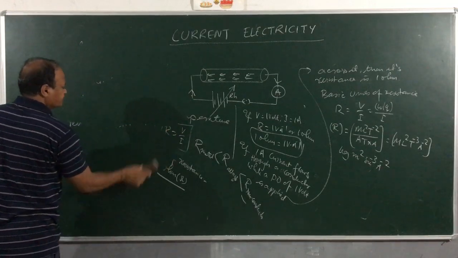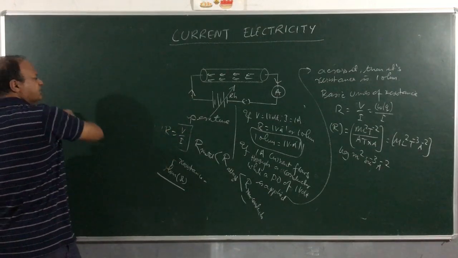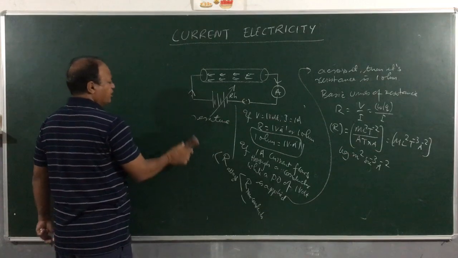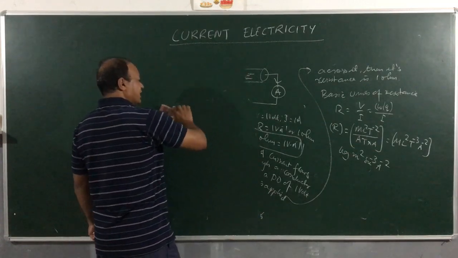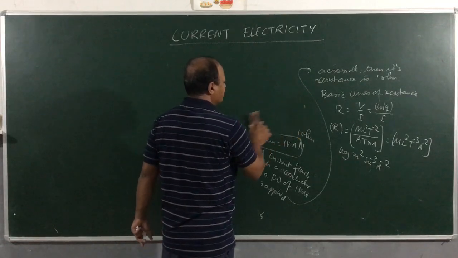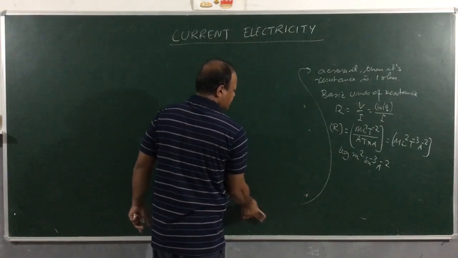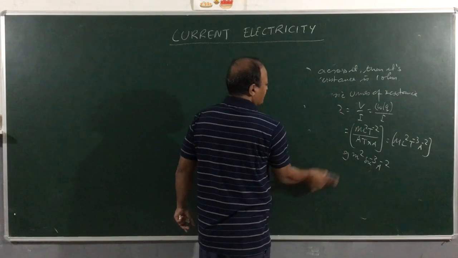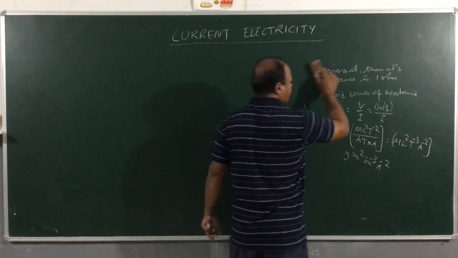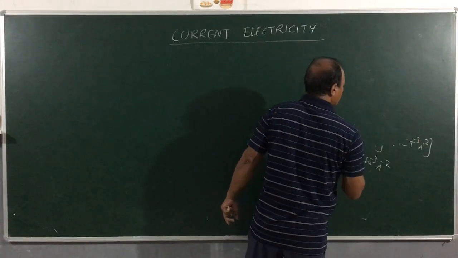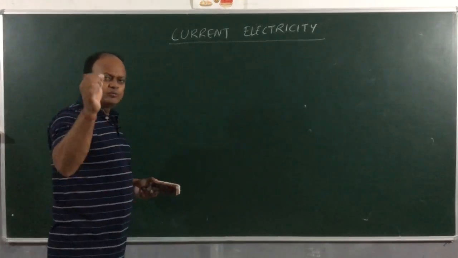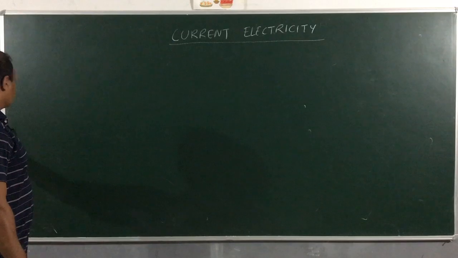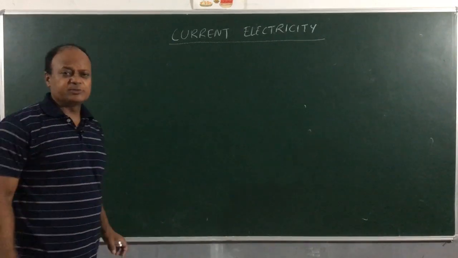Now children, there is a question: is Ohm's law a universal law? Is it obeyed by all the conductors? The answer is no. We will be seeing later on that there are so many conductors which do not obey Ohm's law. Ohm's law gives us a linear relation between V and I.